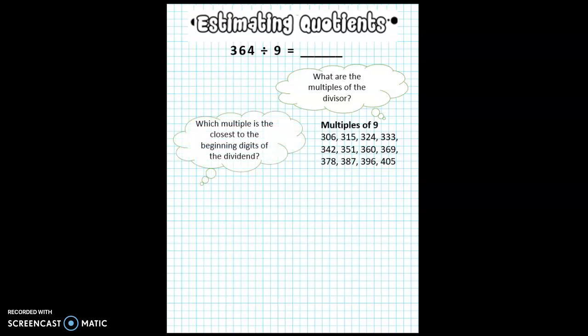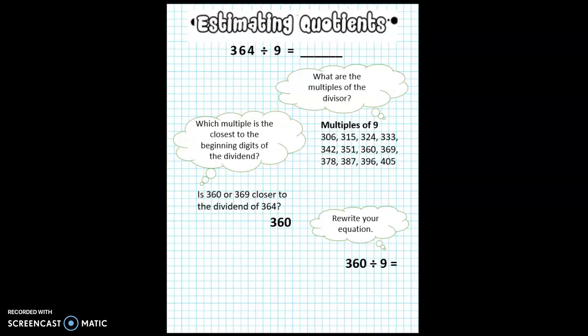Next, we need to ask ourselves, which multiple is the closest to the beginning digits of the dividend? Well, the dividend would fall between the two multiples of 360 and 369. So next, which one's closer to 364? 360. So that is what we're going to substitute our dividend of 364 for 360. And rewrite your equation, 360 divided by 9. Estimate your quotient. 360 divided by 9 is 40. So 364 divided by 9 is about 40.